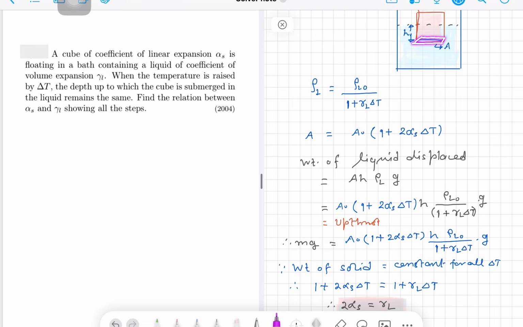If depth of submergence of solid is h and its area of cross section is A, in the form of cube, we can show it like this. The shape is not important, but if its cross section area is A and depth of submergence h, then we can say that volume of liquid displaced is Ah. And if density of liquid is rho L, this is mass of liquid displaced, into g, then will be weight of liquid displaced, and this will be the buoyancy force or upthrust, you can say.